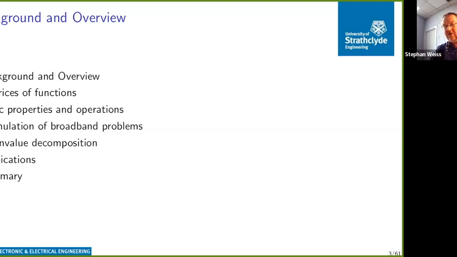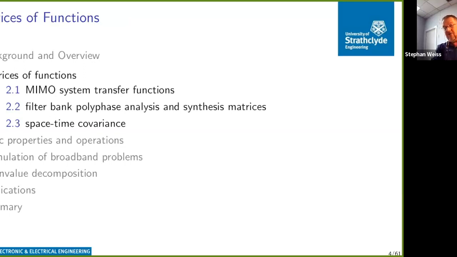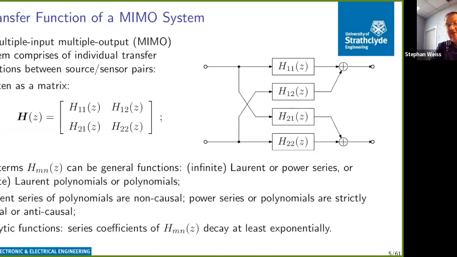Now, the solution to a lot of these broadband formulated problems are given by matrix decompositions of the type that John McWhirter initially addressed. And this is my next section of the presentation. I'll follow this up with some applications. To get started, I'll show you a little bit of where you can encounter matrices of functions. I'll show you this in the communications context, filter banks, and also in the context of statistics.